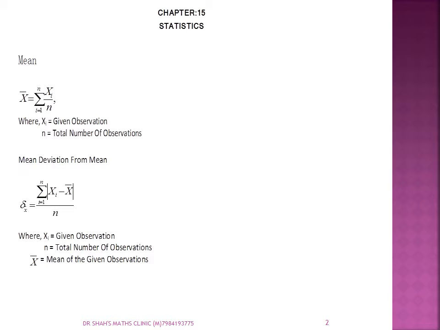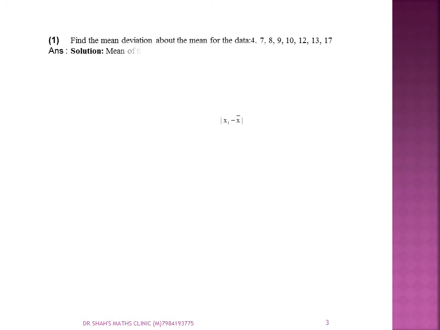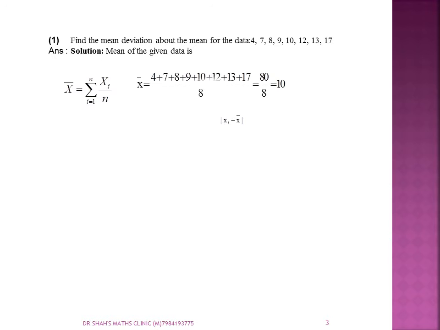Okay, so let's start with sum number 1. Find the mean deviation about the mean for the data 4, 7, 8, 9, 10, 12, 13, 17. The mean of the given data is x bar equals sigma xi by n, which means addition of all the observations divided by the total number of observations. Here we have a total of 8 observations. So 80 by 8 equals 10.